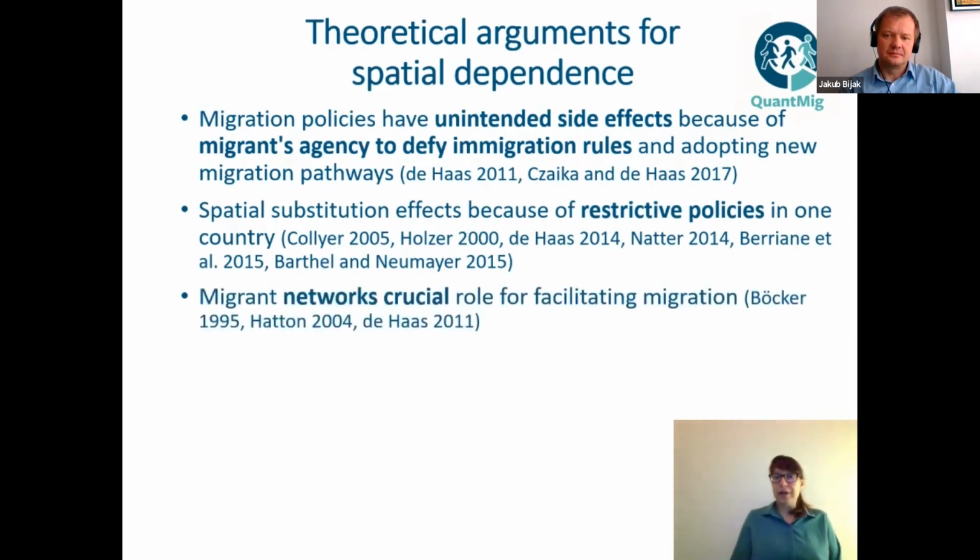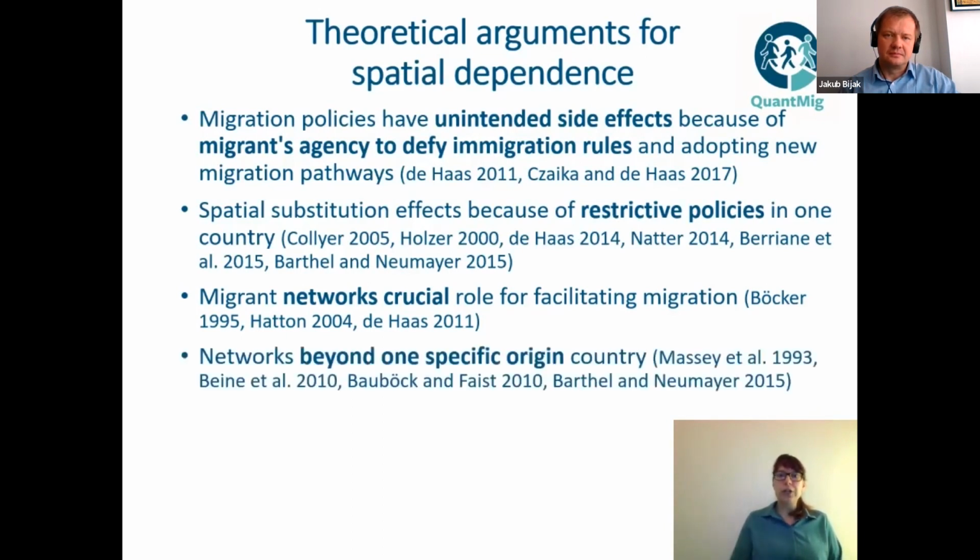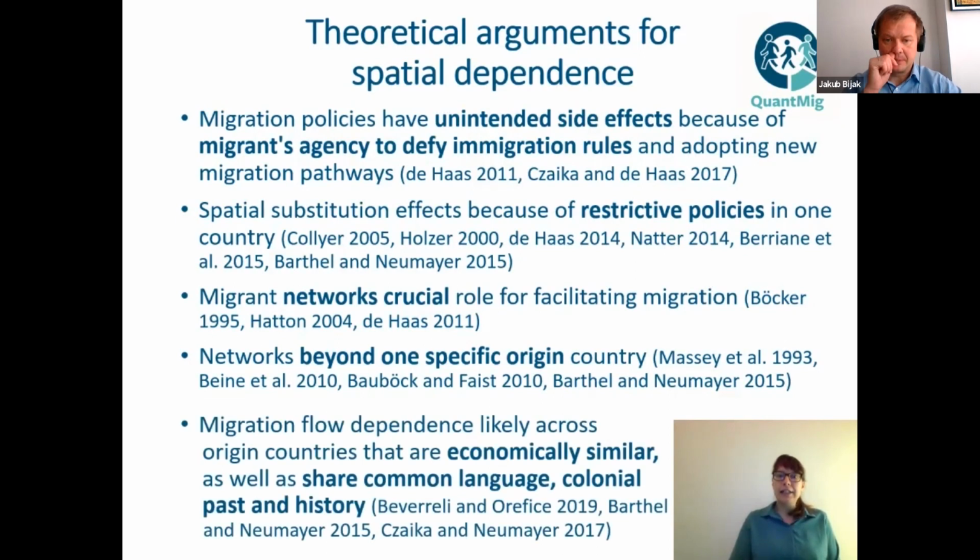And we all know that migrant networks are crucial for facilitating migration, not only from the origin country, but also from neighboring countries. So, for example, not just the Ghanaian community is important, but the whole West African community. And here, of course, we assume that migration dependence is particularly likely where countries are similar and share a common language. And this is often the case when they're spatially proximate.